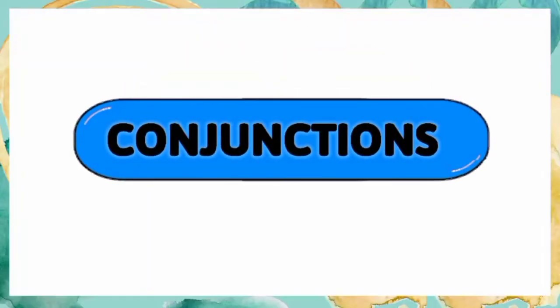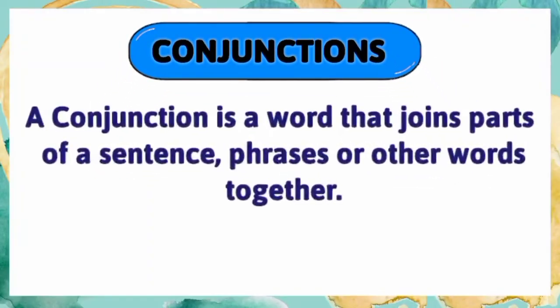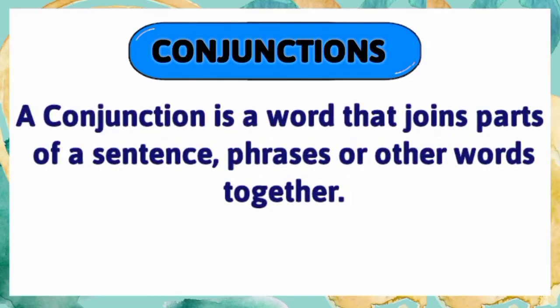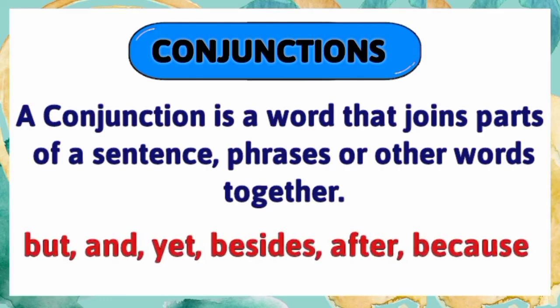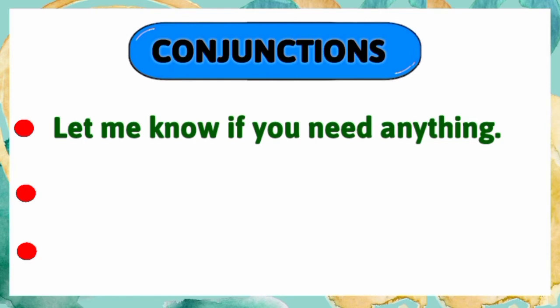Conjunctions. A conjunction is a word that joins parts of a sentence, phrases, or other words together. For example, but, and, yet, besides, after, because, etc. And the sentence is, let me know if you need anything. In this sentence, the word if has joined both the things.